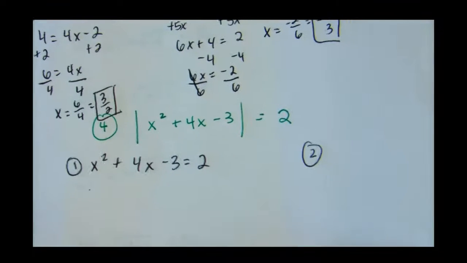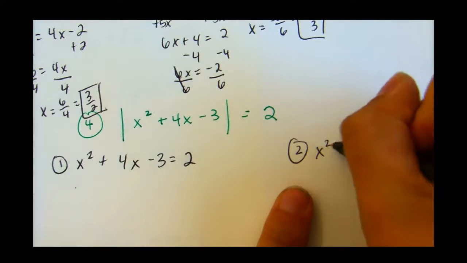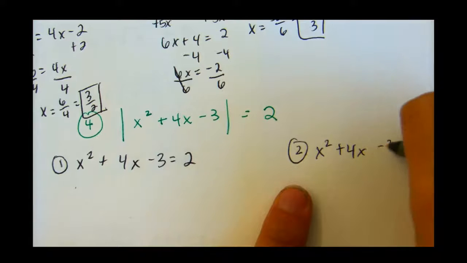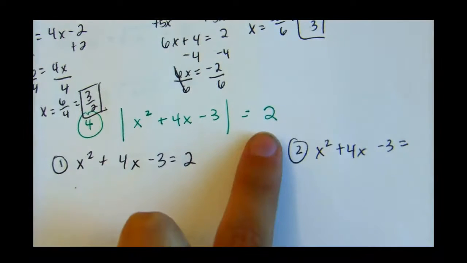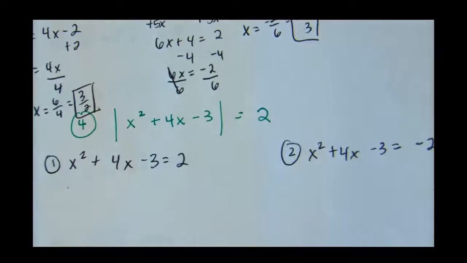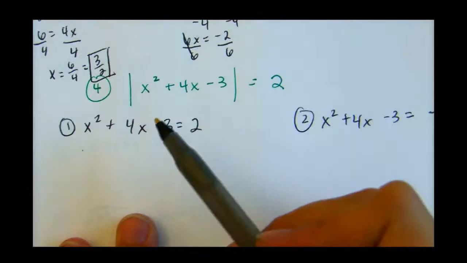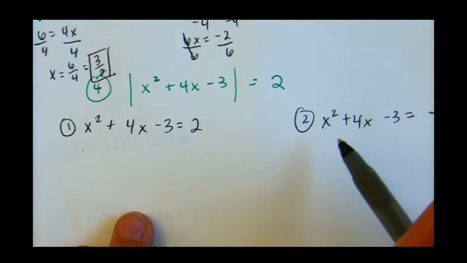And for the second one, I'm going to drop the absolute values, so x squared plus 4x minus 3 equals, and now my sign on the right-hand side is going to change, a negative 2. Now I'm just going to go through and solve these two quadratic equations. So in order to get solutions, I'll go through this first one and then you'll try the next one.